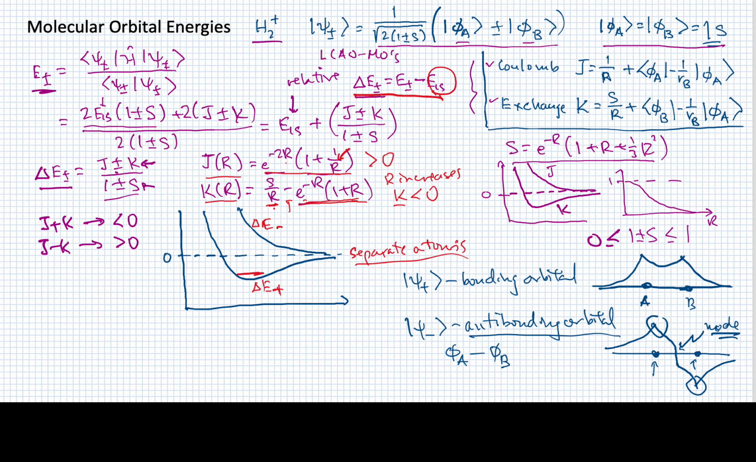So what we've learned from this very simple H2 plus example is the fact that a certain linear combination, the plus linear combination, which represents a bonding orbital, results in an energy that is lower than it is for the separate atoms, whereas the antibonding case results in an energy that is above the separate atom energy.